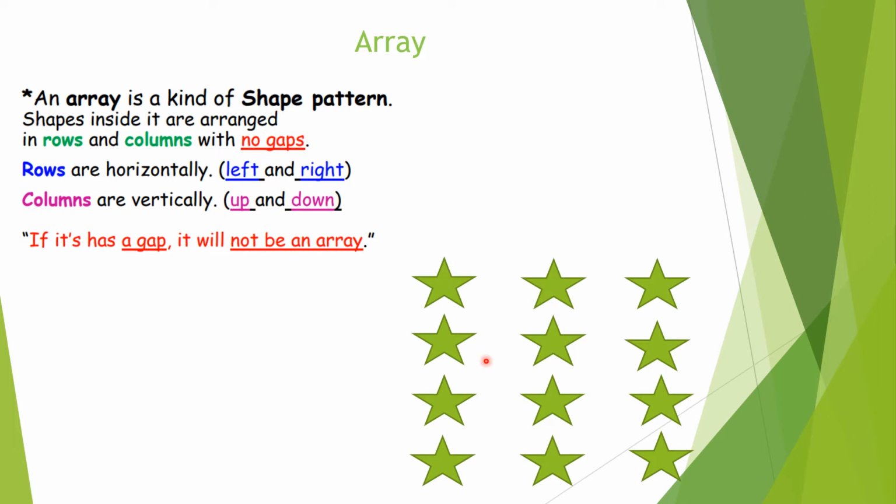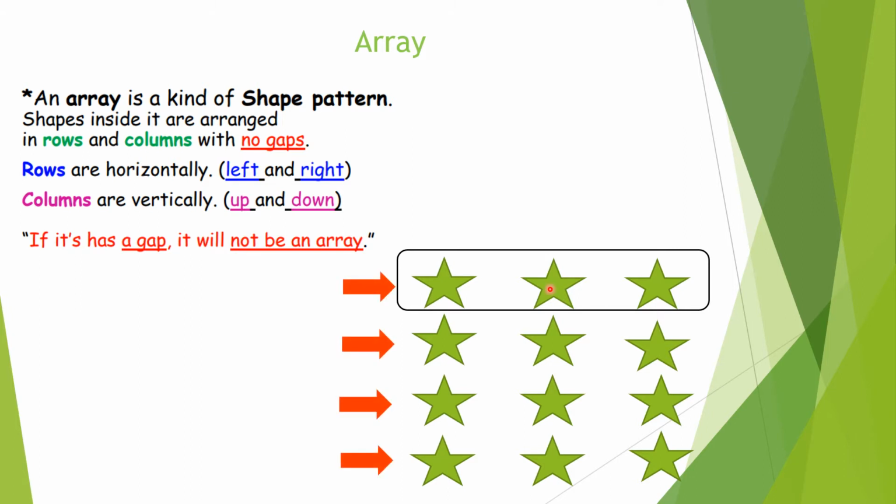So if I have an array like this, this is an array because it's shapes, stars, in a pattern arranged in rows and columns. This is called a row. Let's see how many rows this array has. 1, 2, 3, 4. So this array has 4 rows.